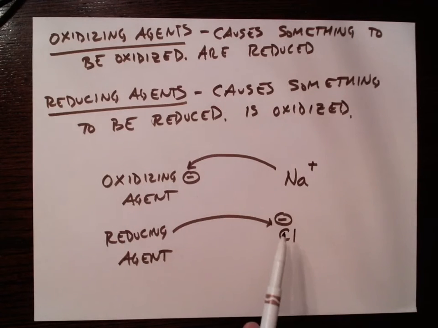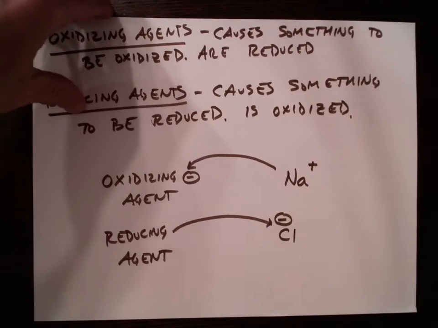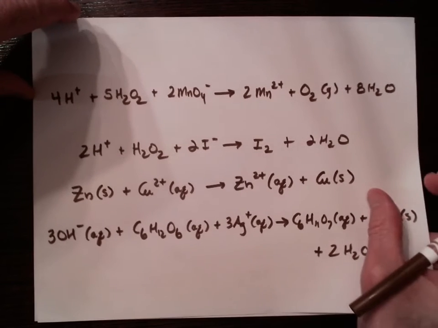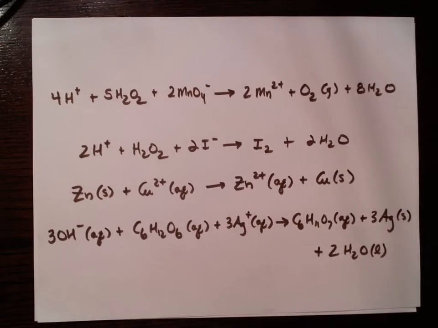So oxidizing agents are themselves reduced. A reducing agent is something that causes something to be reduced, and it itself must lose an electron, so it's oxidized. We're going to go through a couple problems here to see if we can identify oxidizing agents and reducing agents. Let's look at these equations here.